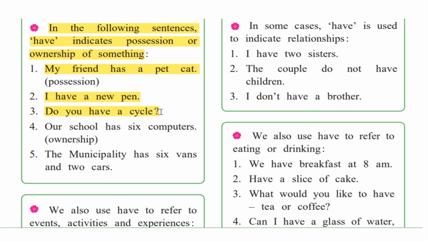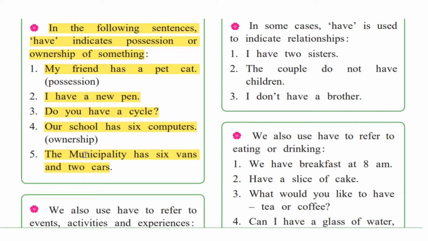Do you have a cycle? So here someone is asking a question whether that person possesses a cycle. Our school has 6 computers. So here somebody is telling us about the school, how many computers they own. So that tells us that the school owns 6 computers. The municipality has 6 vans and 2 cars.